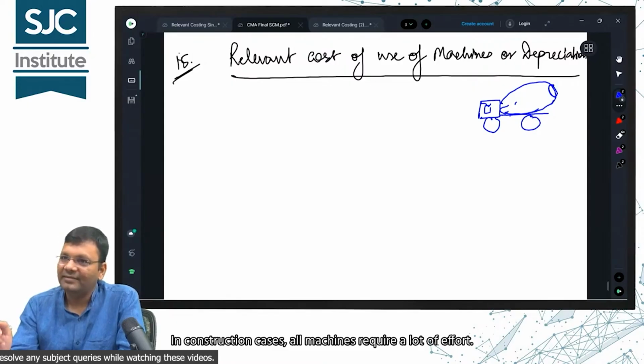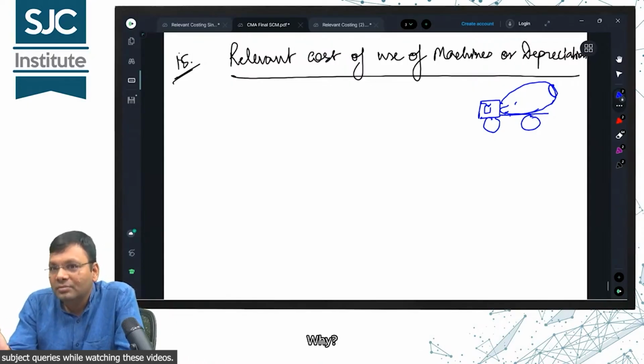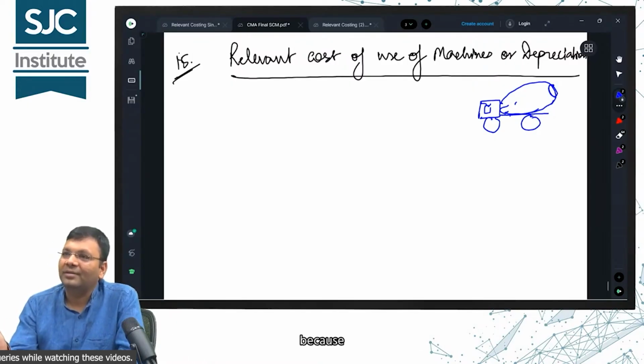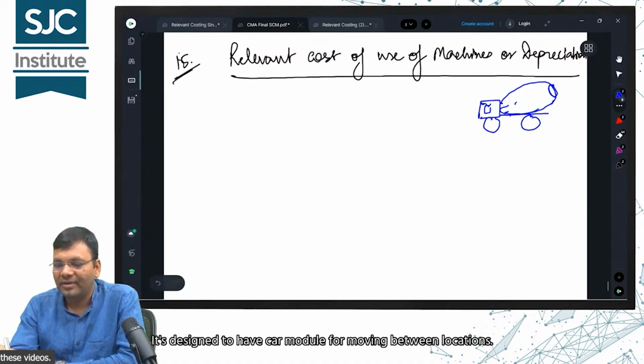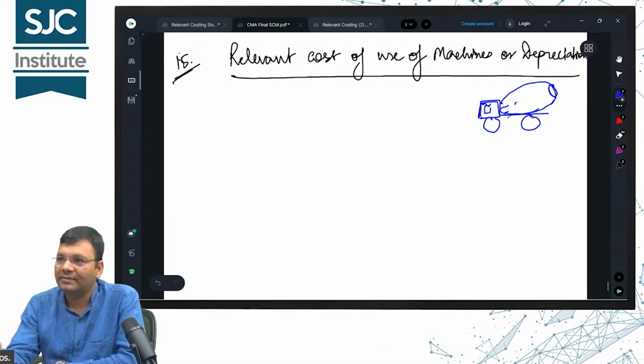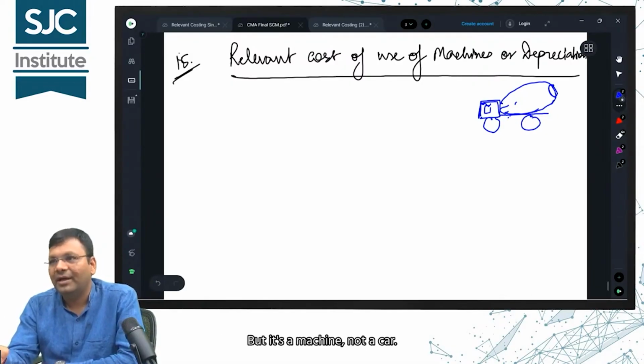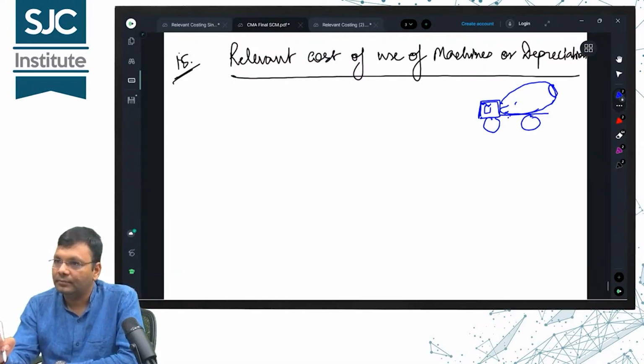In construction cases, all machines require a lot of effort. Why? Because if the work is done on different sites, then the machine will not be used. It's designed to have a car module for moving between locations. But it's a machine, not a car. Are we clear? Moving machine. So this machine is yours.